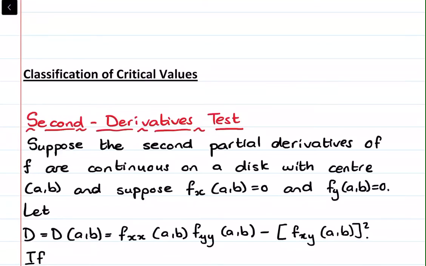And suppose that f_x at (a, b) is 0 and f_y at (a, b) is 0. What does this mean? Look at the definition that I have given you. It means that (a, b) is a critical or a stationary point of f. That is what we have to classify.